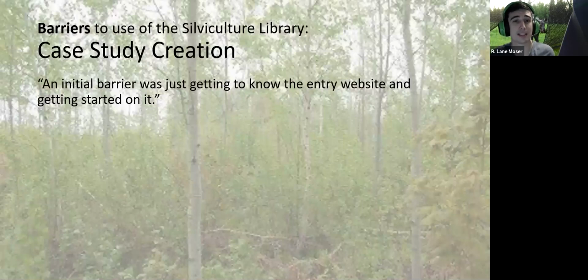Even if there is time set aside to begin a case study, and a forester has a really neat treatment they'd like to publish, another barrier that came up was related to issues with the actual creation of the case study. Familiarizing oneself with the website and the submission process was intimidating and potentially time-intensive, despite efforts to ensure that the information the case study template asked for was already on hand in some form or another.